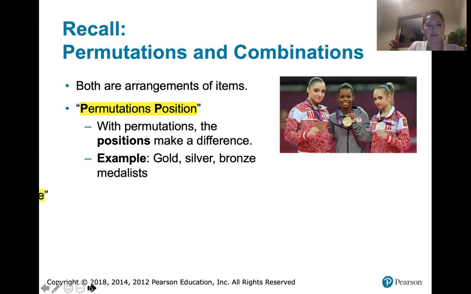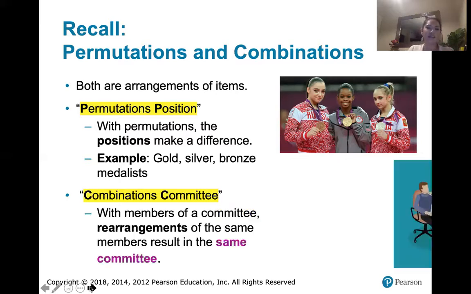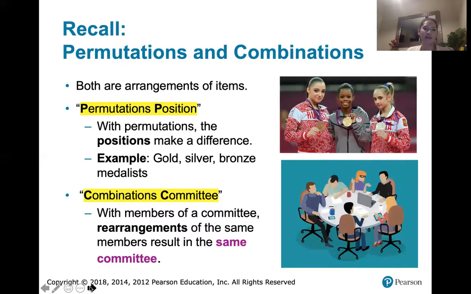So that's one example. Now combinations, you can think of combinations in terms of committees. So this is our mnemonic. We say permutations go with position, combinations go with committee, because if you have a committee, rearrangements of the same members result in exactly the same committee. So if we have these same 6 people over here, it doesn't matter the order that they were chosen. It's still the same group. If I chose Sally last or Sally first, if Sally and her 5 friends are in the same group, it's the same combination.